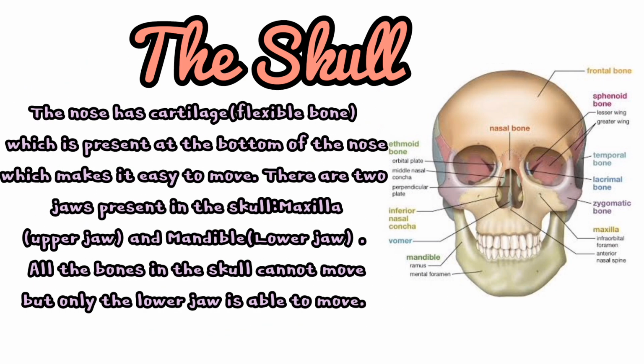The nose has cartilage, flexible bone, which is present at the bottom of the nose, which makes it easy to move. There are 2 jaws present in the skull: maxilla, the upper jaw, and mandible, the lower jaw. All the bones in the skull cannot move, but only the lower jaw is able to move.